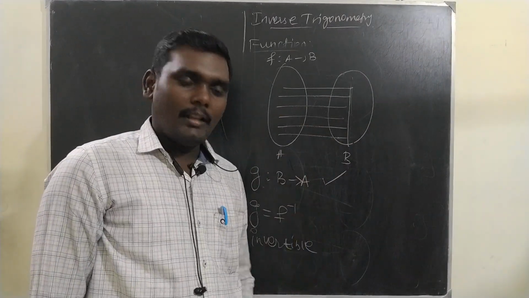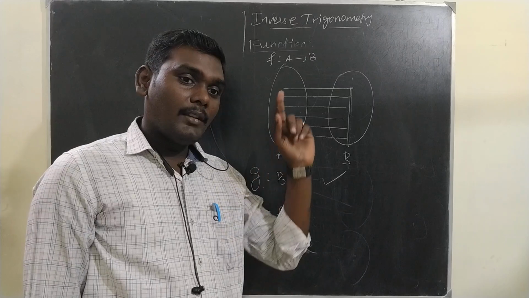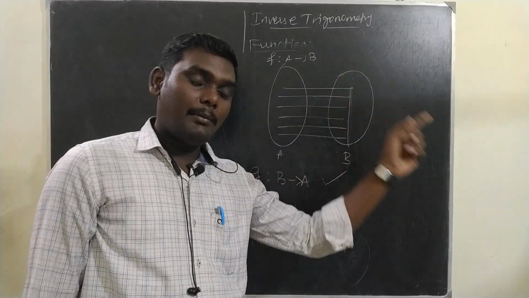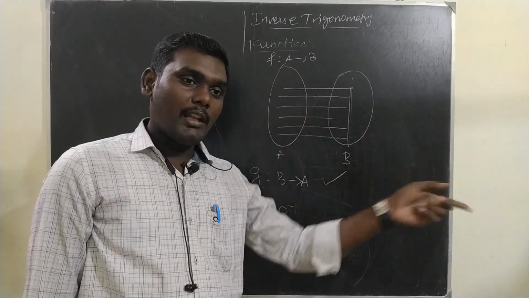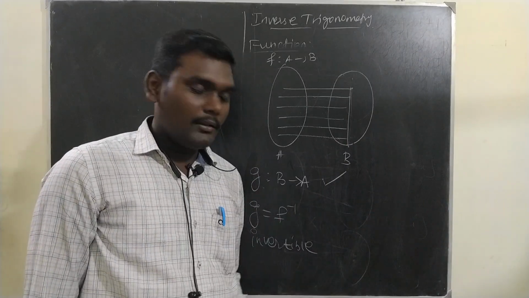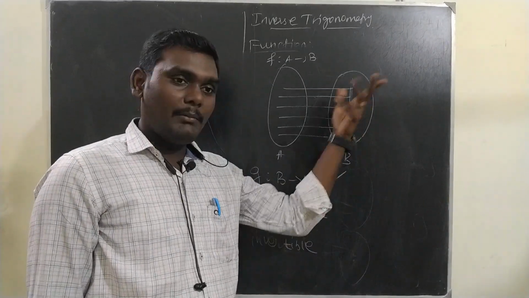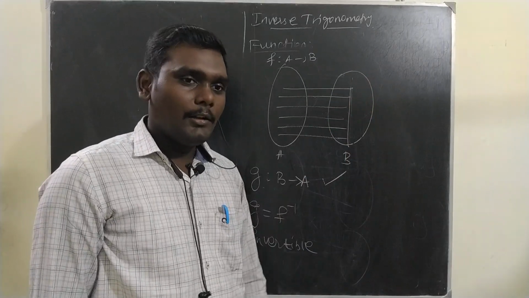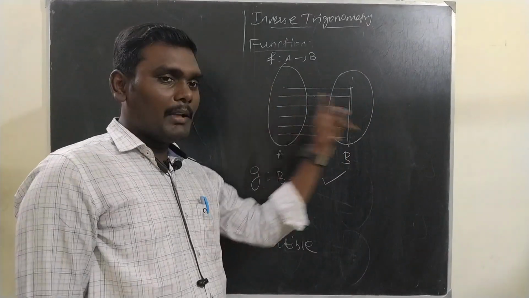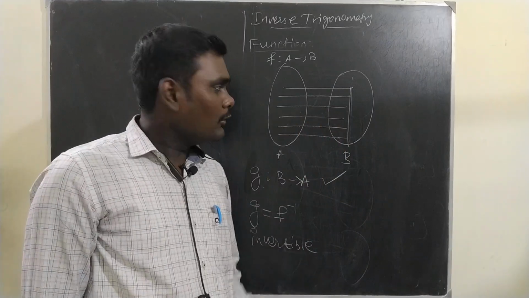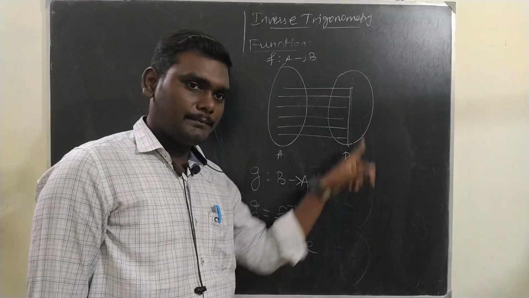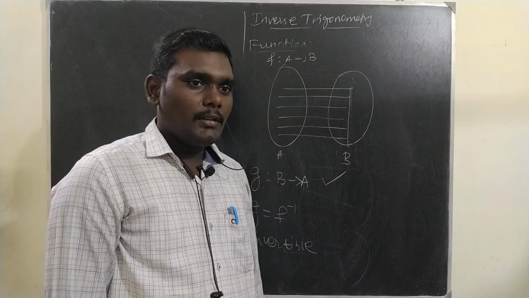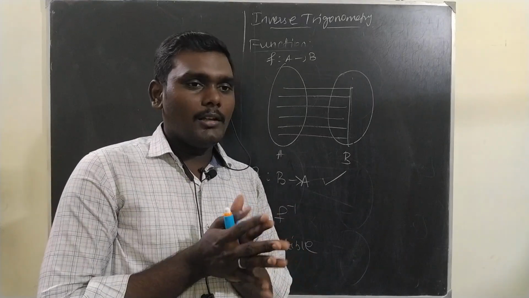That is a function. And one-to-one means each element is mapped to a unique element of B. Even in that case, something in B may not be mapped, not a problem. But everything in the domain should be mapped to a unique element. That is one-to-one. Onto means everything in the codomain should be mapped.